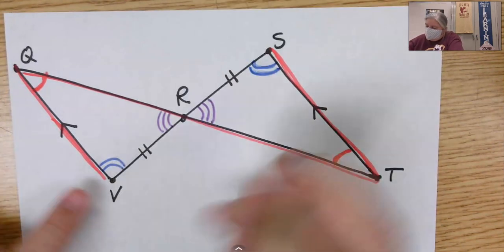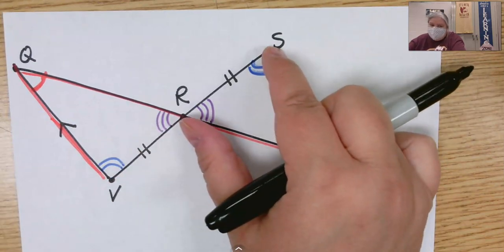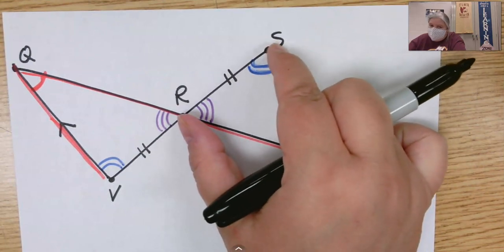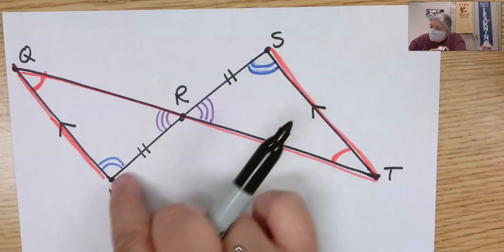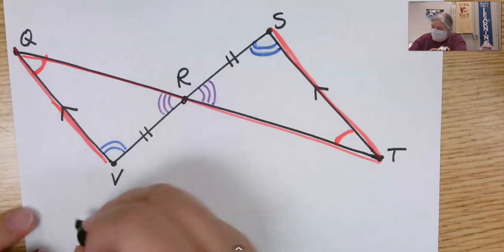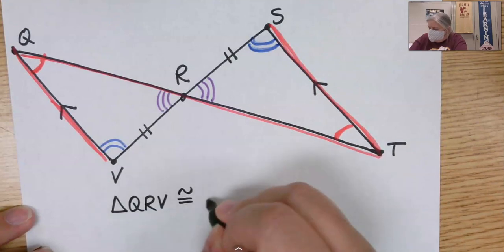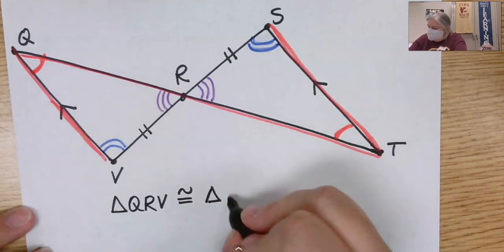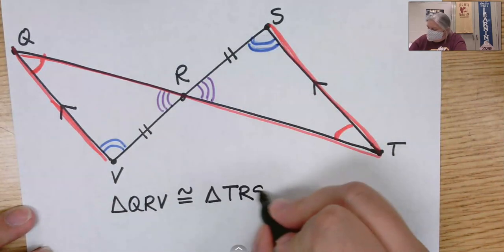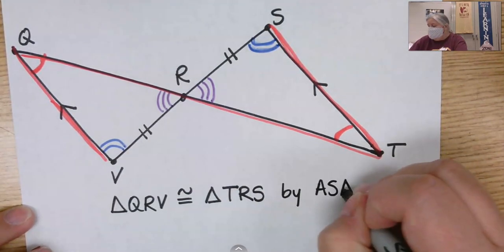I could look at this pair of angles, and then these are the included sides. This side RS is included between the angles with a vertex at R and one at S. This side over here, VR, is included between these two angles. So that would be ASA. So I'm going to say QRV is congruent to Q goes with T, R goes with R, V and S, TRS by angle, side, angle.